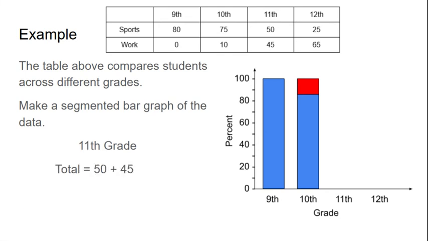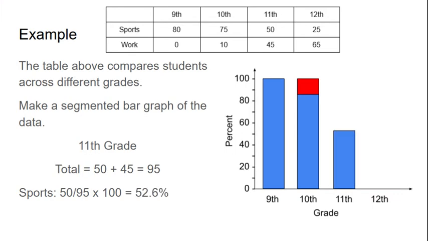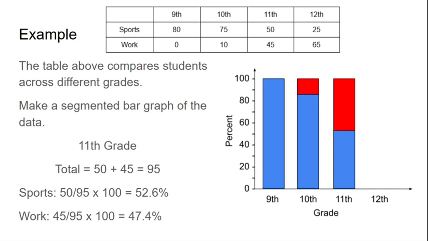Above 11th grade, we have 50 and 45, so 95 students total. How many of those enjoy playing sports? Well, we do 50 divided by 95 times 100, and we get 52.6%. So above 11th grade, we're going to have a bar a little bit above 50% tall. And then what percent of those students like to work? 45 out of 95 times 100 gives us 47.4. So the remainder of that bar, all the way up to 100%, is going to be the other color that we chose, in this case, to represent work.